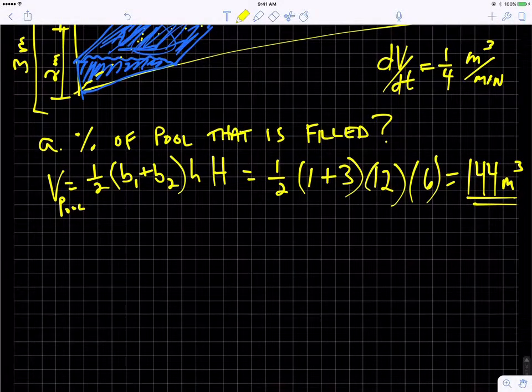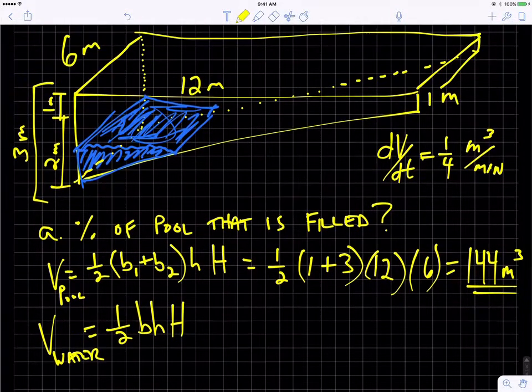For the water, it's a prism with a triangle base. So the area of the base is 1/2 base times height times the height of the prism. So we've got 1/2 the base of the water. Since it's 1 meter deep, I would call that the base of the triangle, and that's the height of the triangle. So it's 1 by 6.